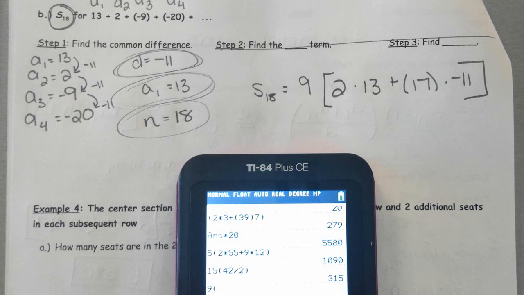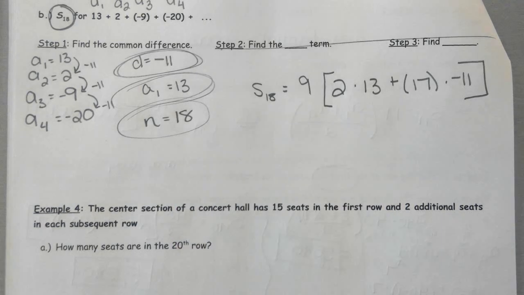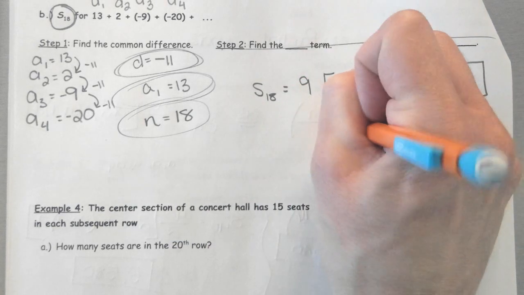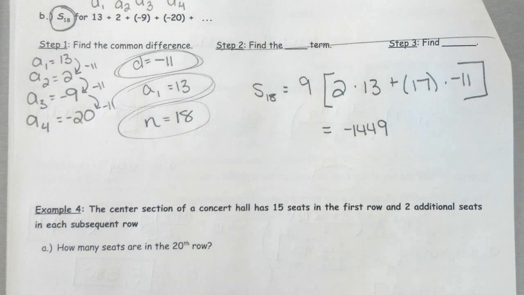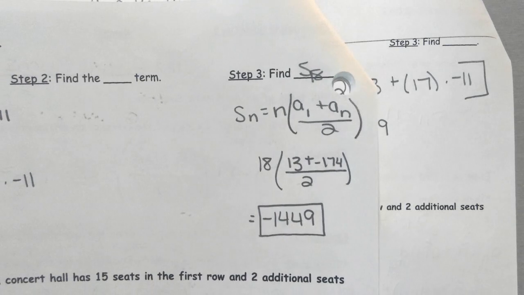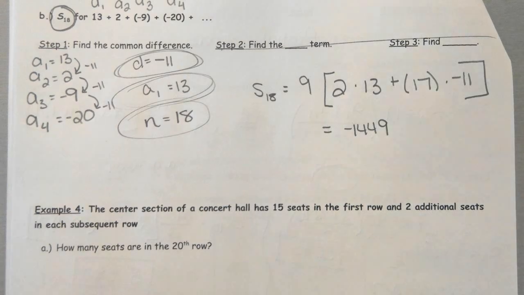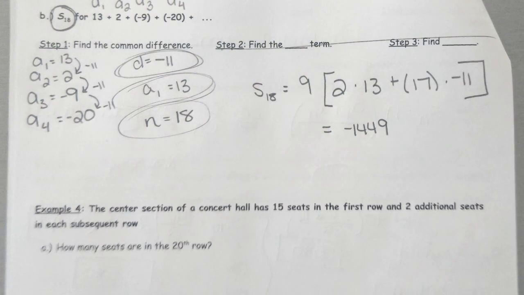9 parentheses 2 times 13 plus 17 times negative 11. And again, your calculator can handle that for you. They can do the order of operations. And so I get negative 1,449. And look, last year I did it the other way, and look what answer I came up with. The same. That's good news. But we were way faster this year, and we didn't have to do 3 steps. So I think that's a W.